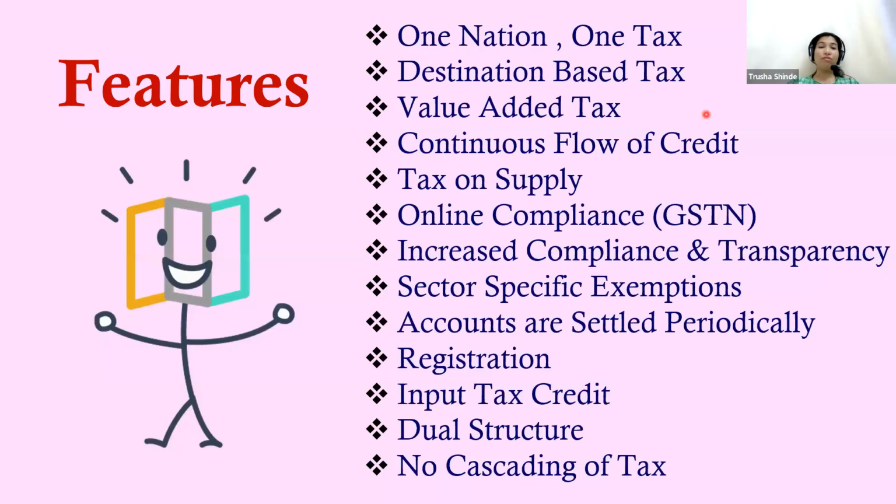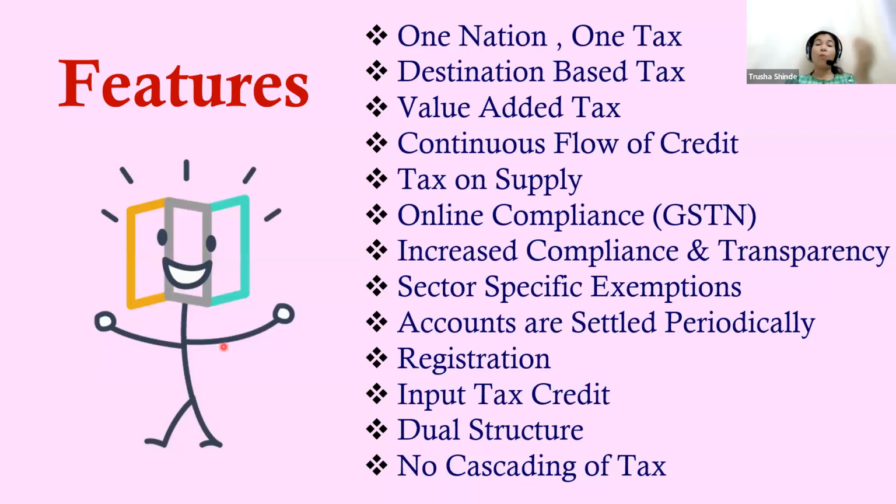So if we talk about the features of your GST, it is one tax, one nation. Why is it called one tax, one nation? Because all the states are covered for your GST. No one is left out, including our Jammu and Kashmir. That is the reason it is called one tax, one nation, or one nation, one tax, vice versa.